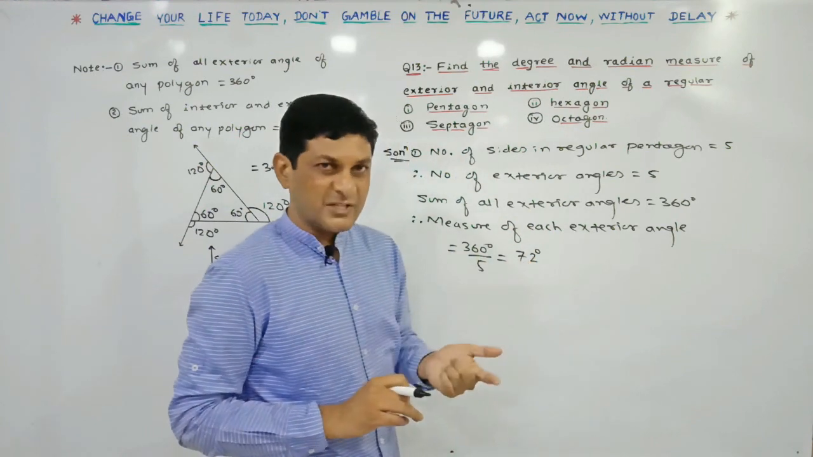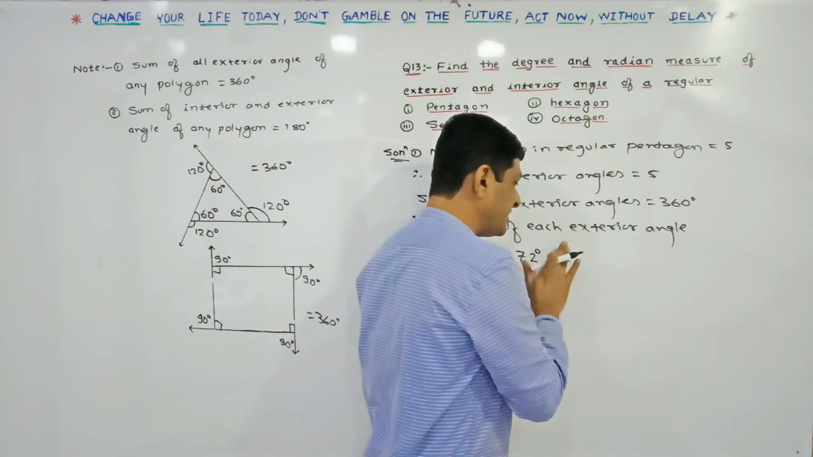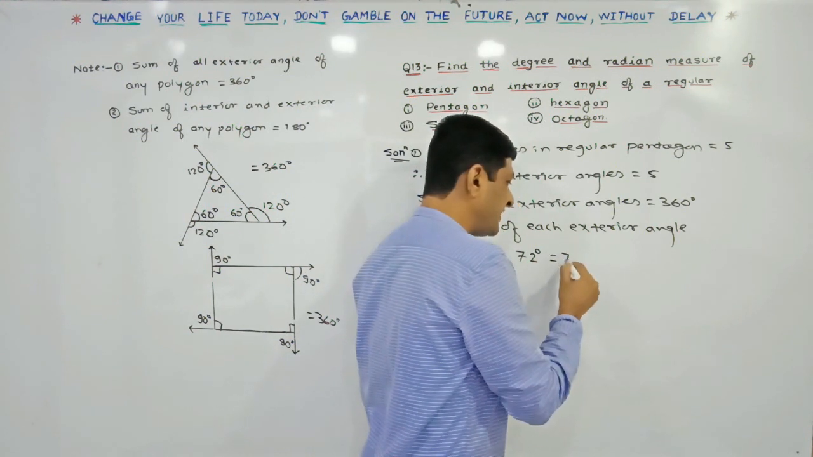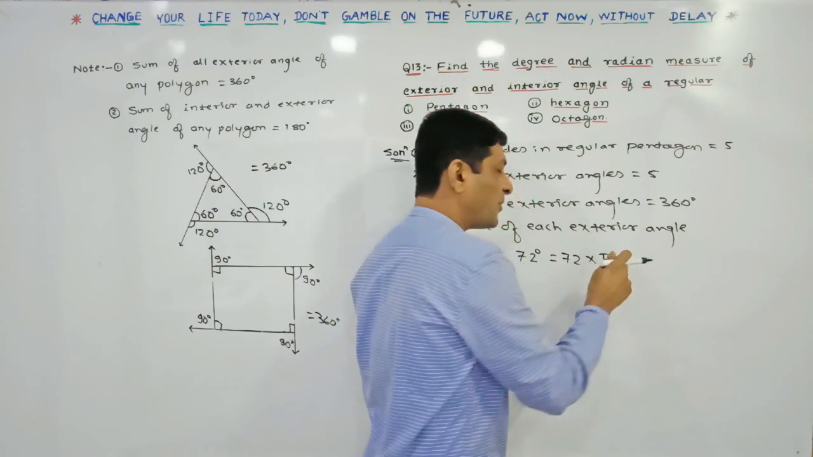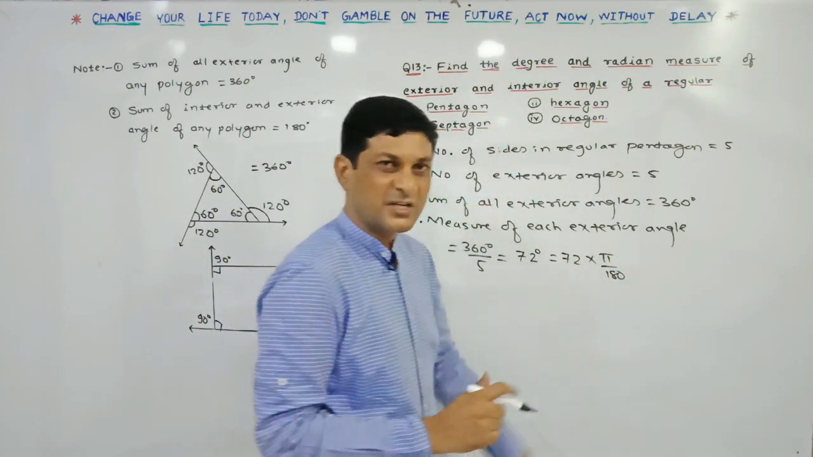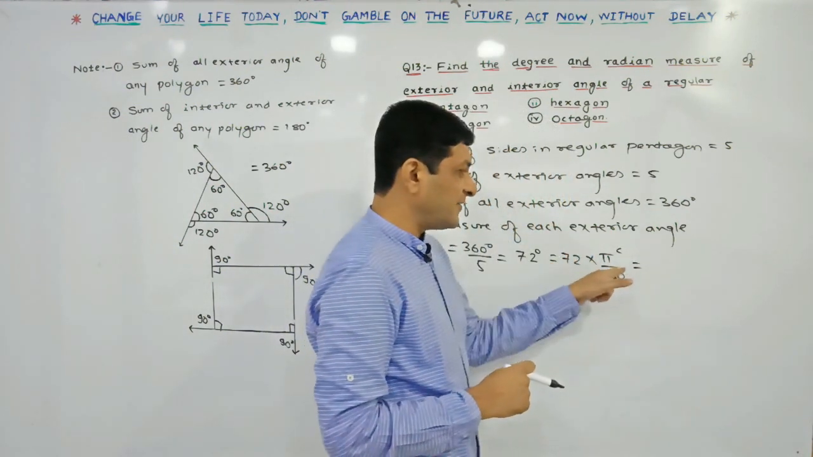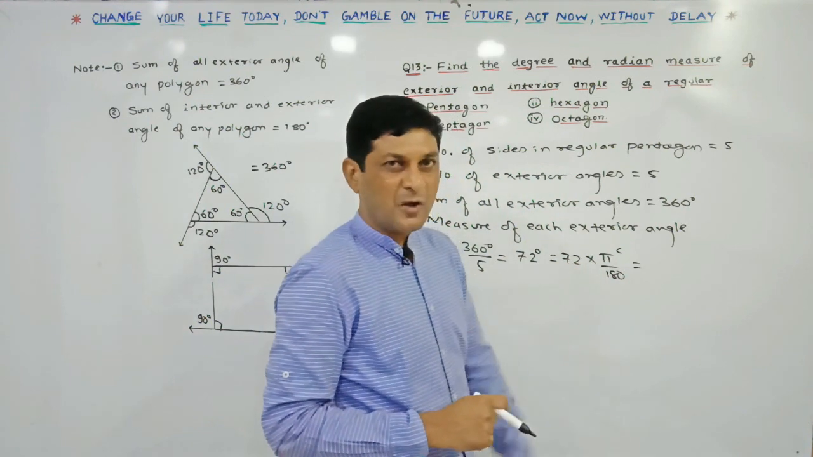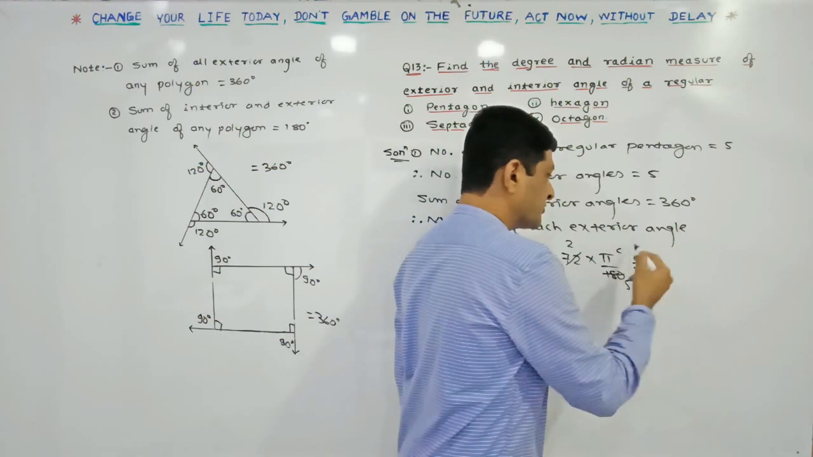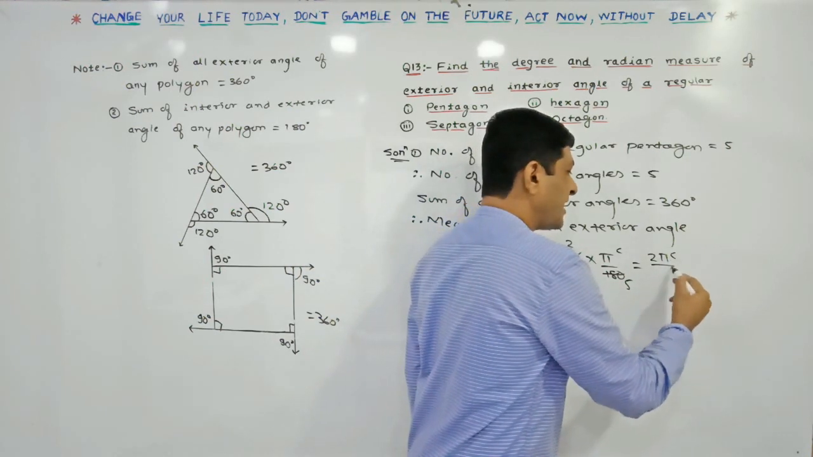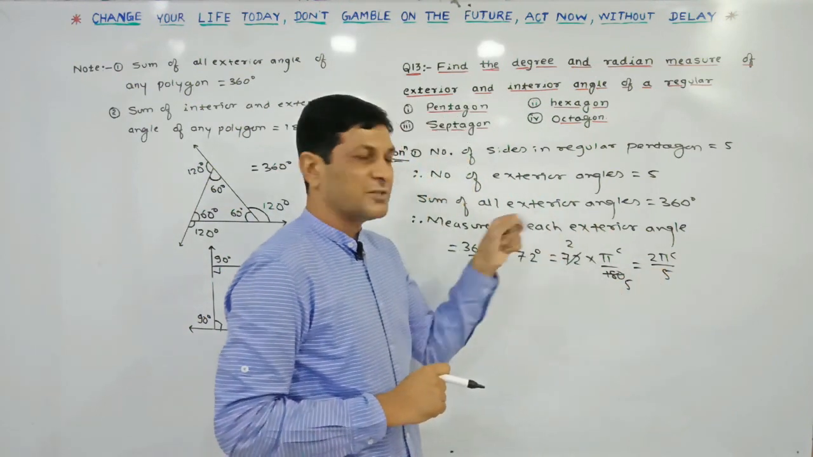So we have got the degree measure. Now we are finding its radian measure. To convert this degree measure into radian measure, we have to multiply 72 by pi upon 180. If we multiply by pi upon 180, we are converting degree measure into radian measure. Here we can easily observe that 72 and 180 appear in the table of 36. 36 twos are 72 and 36 fives are 180. So we get 2 pi radian upon 5. In this way we have got the degree measure and radian measure of the exterior angle.